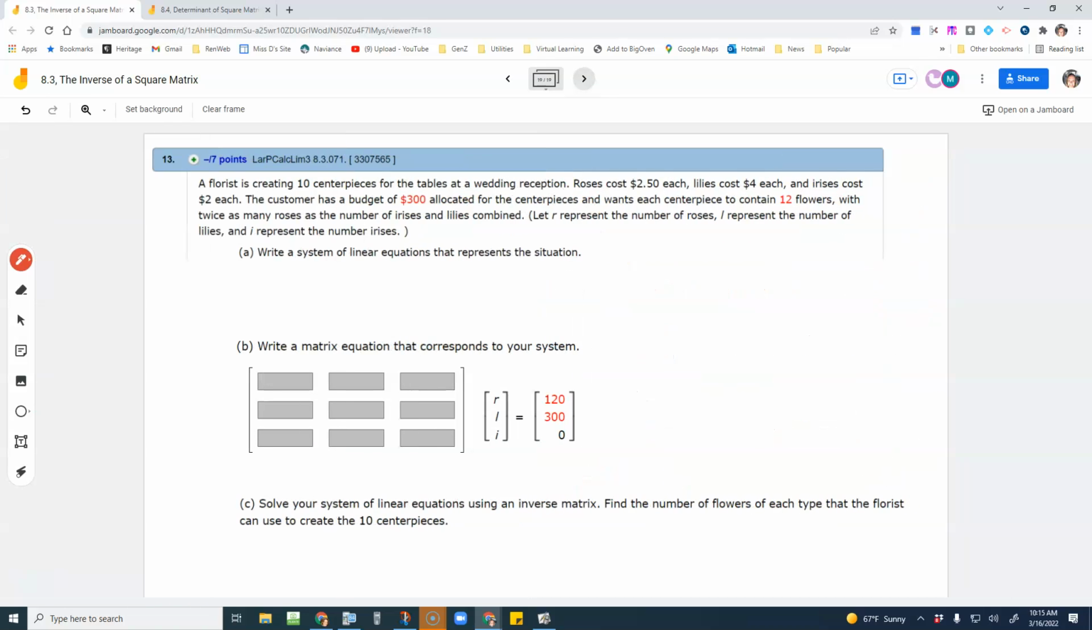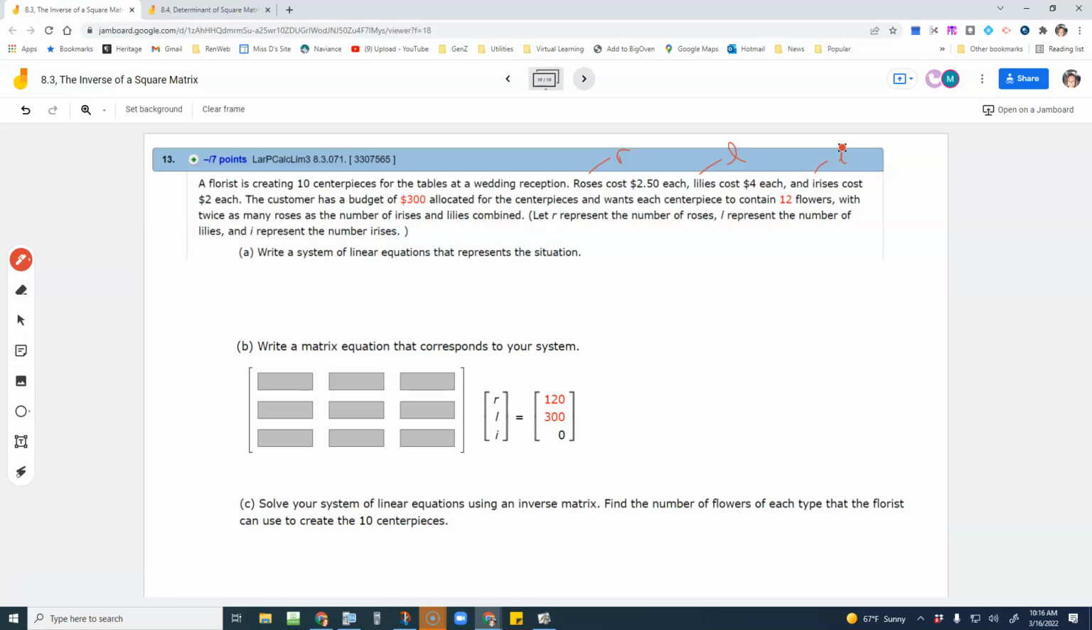Last problem. We get to use our calculator. Here we go. A florist is creating 10 centerpieces for the tables at a wedding reception. Roses cost $2.50 each. Let's call them R. What are lilies going to be? And irises cost $2 each.